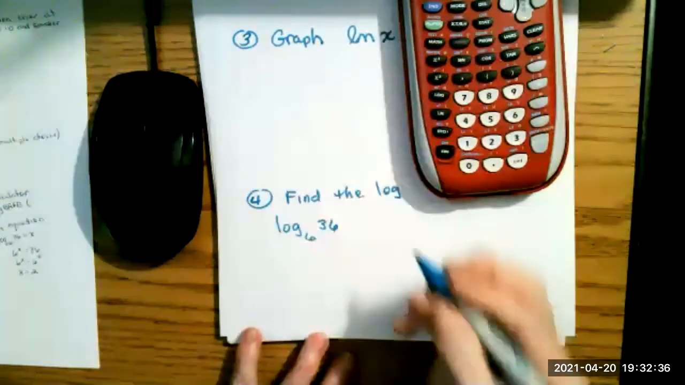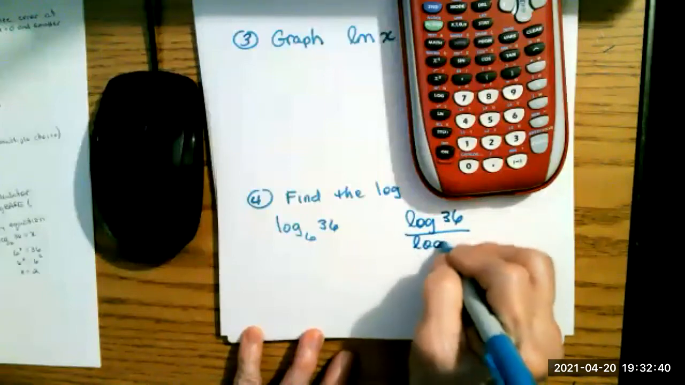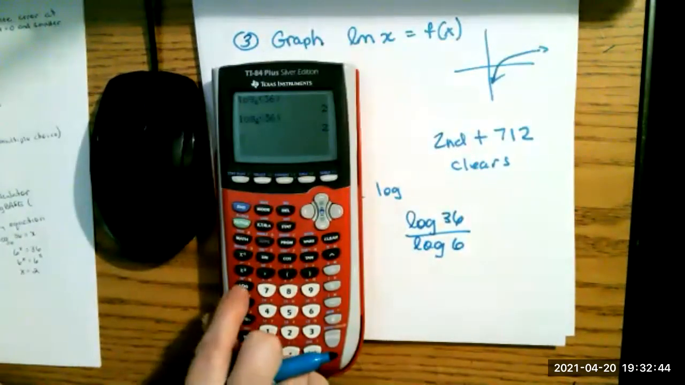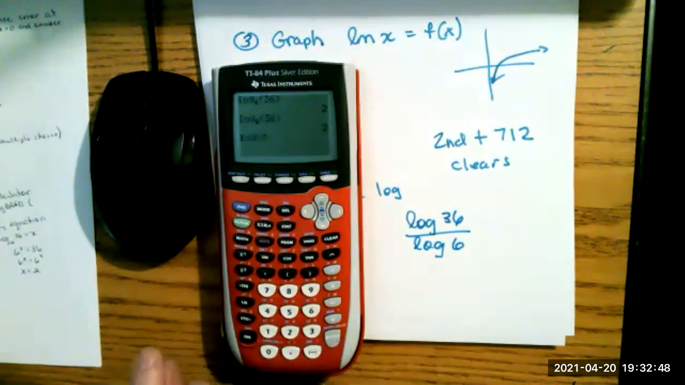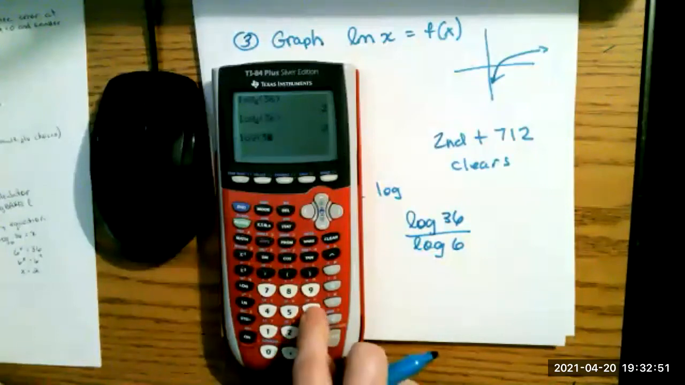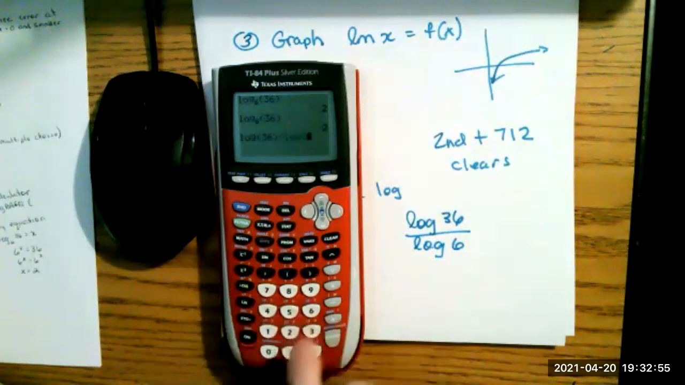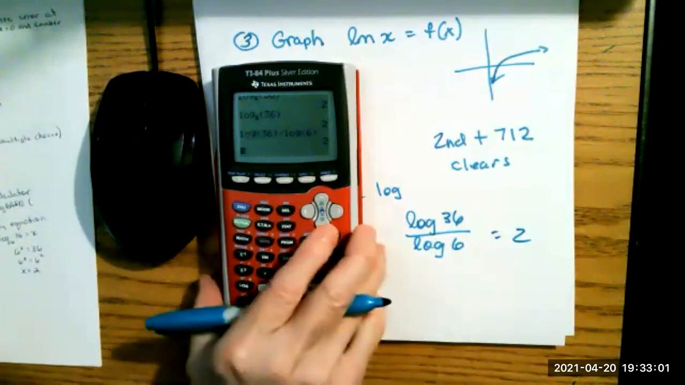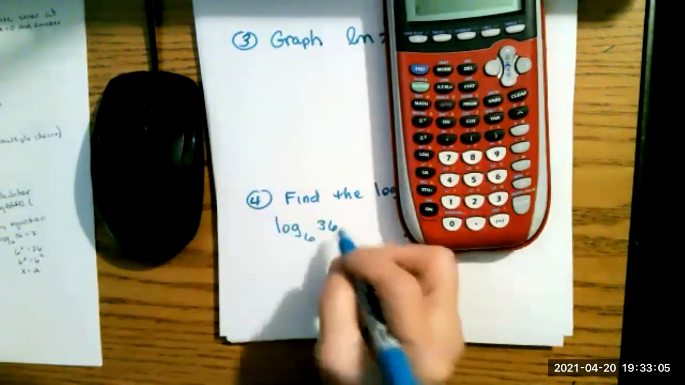The other way you can do it is you can say log 36 divided by log 6. So let's see if we can do it that way. You don't have to go to any kind of menu. You just hit the LOG key, log 36 divided by log 6. And that gives you the 2. Everybody get it that way?